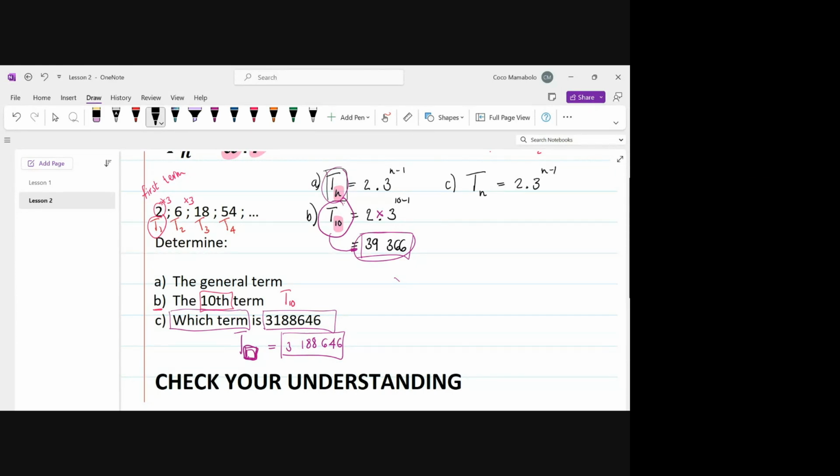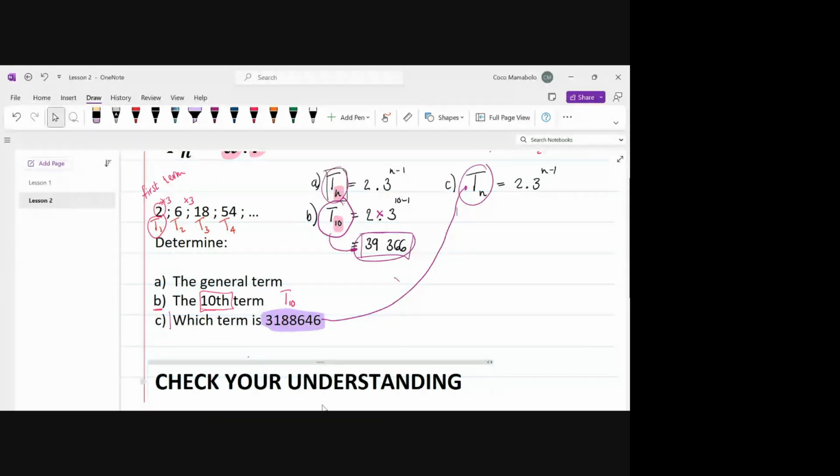Now, in this case, I know what my Tn is. They've told me that the answer I will get out is 3,188,646. So I can take this Tn part and replace the whole of Tn with that number. Am I making sense? Good, because they've given me the answer and they want me to find the position. Then we equate.